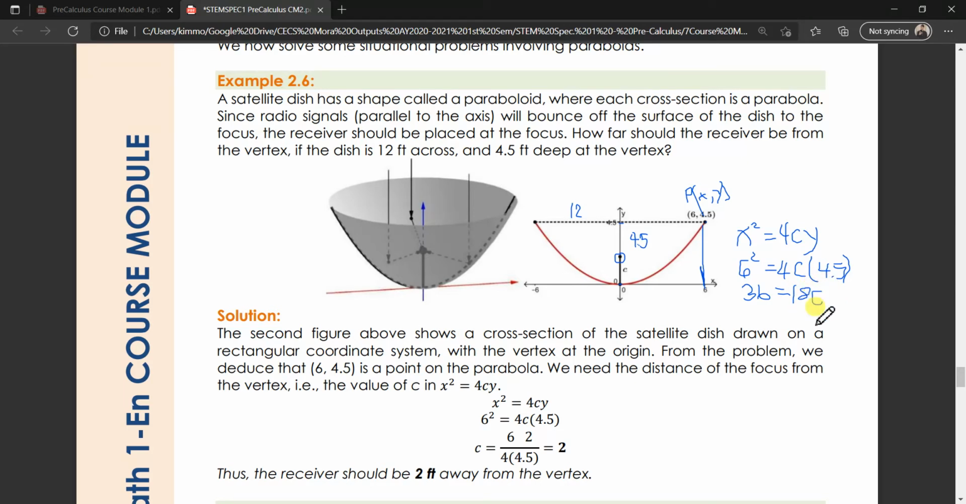So to get the value of our c, we should divide both sides of our equation by 18. So makancel out si 18, ang mabilin si c. So our c is equal to 36 divided by 18. So 36 divided by 18, that is equal to 2. So our c here, the distance from our vertex going to our focus is equal to 2 feet.